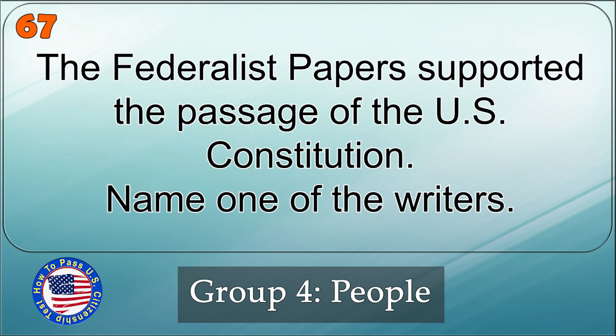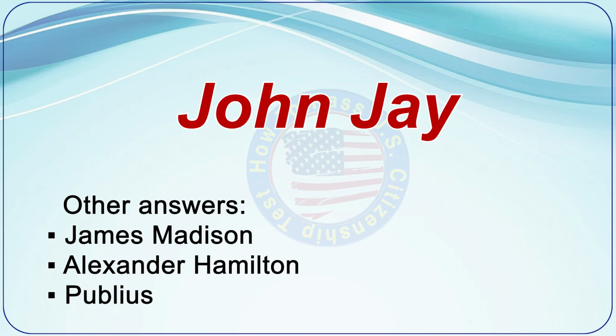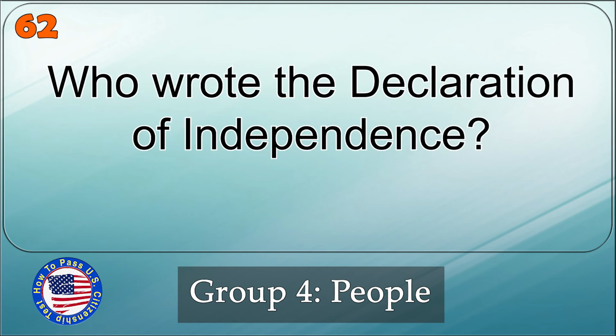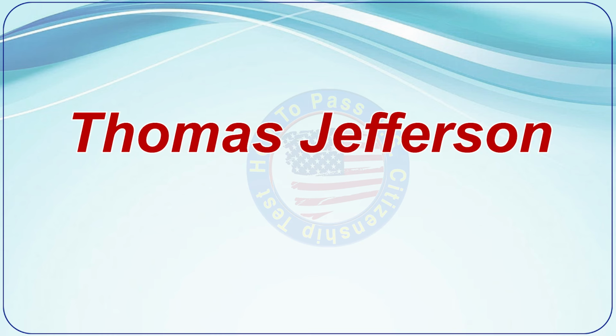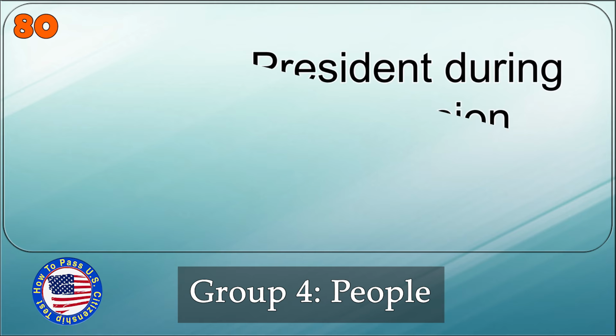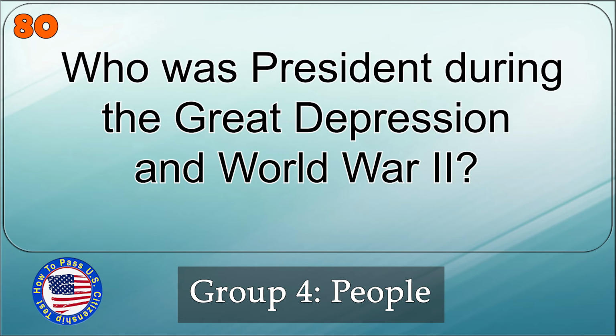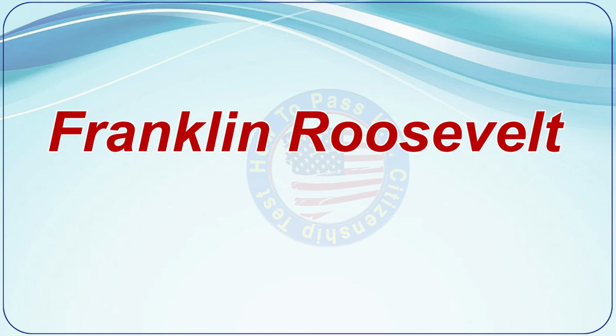The Federalist Papers supported the passage of the U.S. Constitution. Name one of the writers. John Jay. Who wrote the Declaration of Independence? Thomas Jefferson. Who was president during the Great Depression and World War II? Franklin Roosevelt.